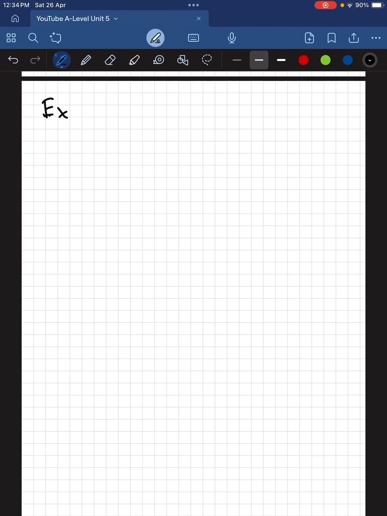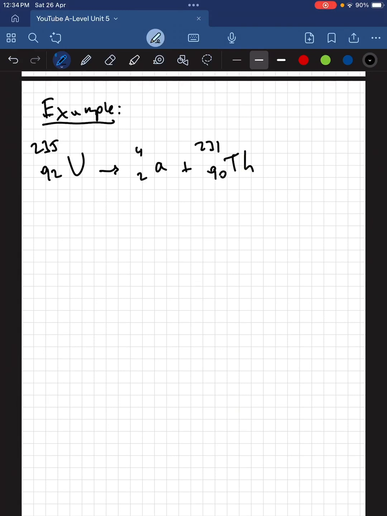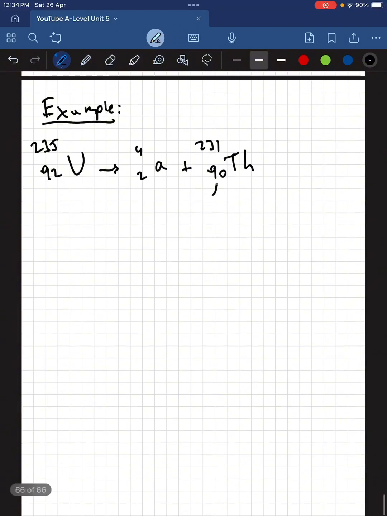So, the example is the alpha decay of uranium-235, one of the most famous nuclei in nature, due to the fact that it's used in nuclear reactors and bombs. Okay, so it's a popular nucleus. So it releases an alpha particle plus a thorium-231 nucleus. Okay, so 90 plus 2 gives you 92. So these add to that, and 231 plus 4 gives you 235.